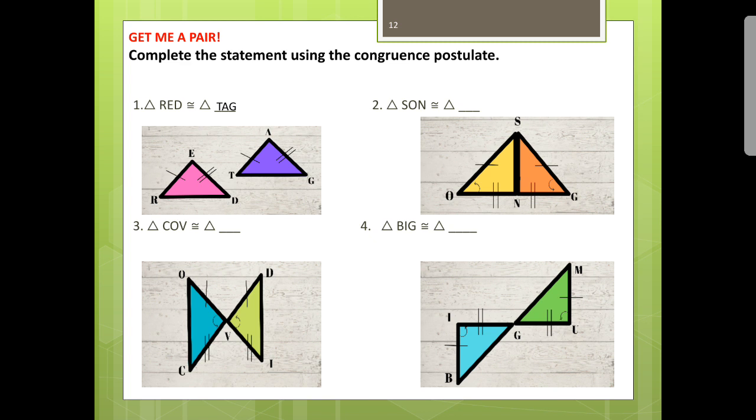How about number 2, triangle SON is congruent to triangle SGN. Number 3, triangle COB is congruent to triangle IDV. You can defend your answer based on the identical marks. And for number 4, triangle BIG is congruent to triangle MUG.